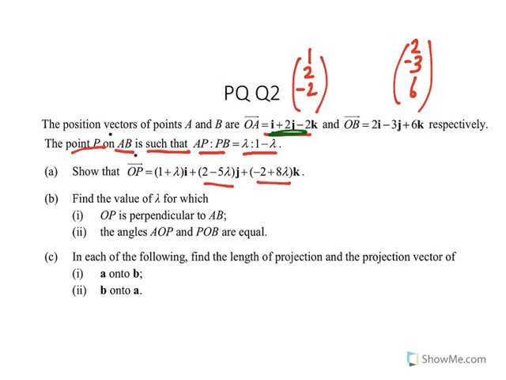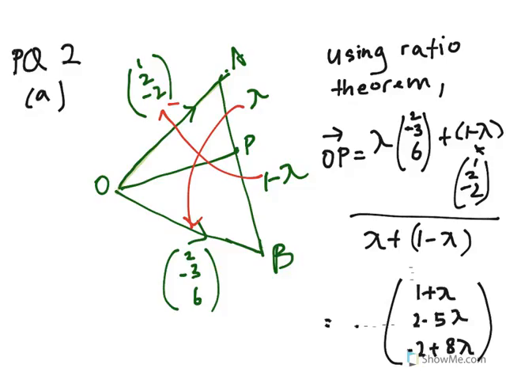Next, find the value of lambda for which OP is perpendicular to AB. For a perpendicular relationship, you can think about the scalar product. If two vectors are perpendicular, their scalar product is 0. This is a very straightforward question. Remember, if a is perpendicular to b, this implies that the scalar product is equal to 0. This is what we're going to use here.